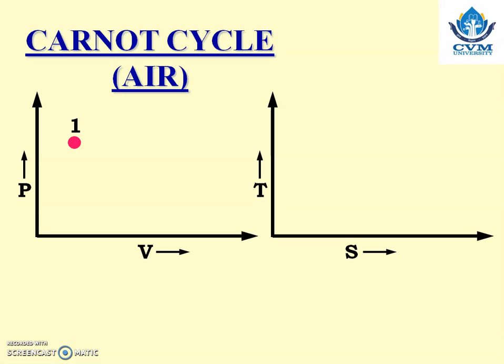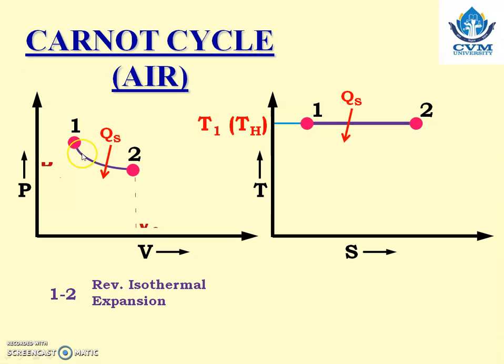Now, let us draw the TS diagram, that is the temperature entropy diagram. Point number 1, pressure and volume are P1, V1. Here it is T1 because heat is supplied at high temperature. 1-2 is the heat supplied to the system at high temperature using the heat source. So at that temperature, T1 or TH, heat is supplied at constant temperature, and due to that it can be denoted by a horizontal line on the TS diagram, and that is the heat supplied.